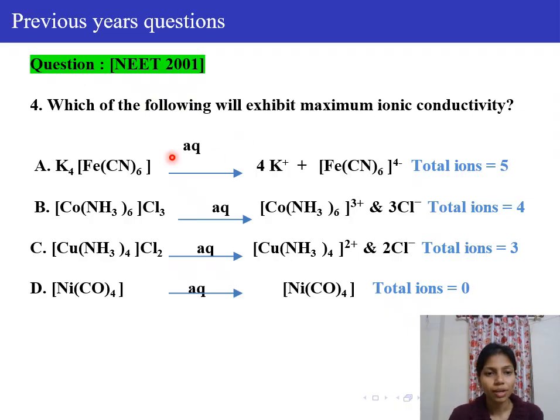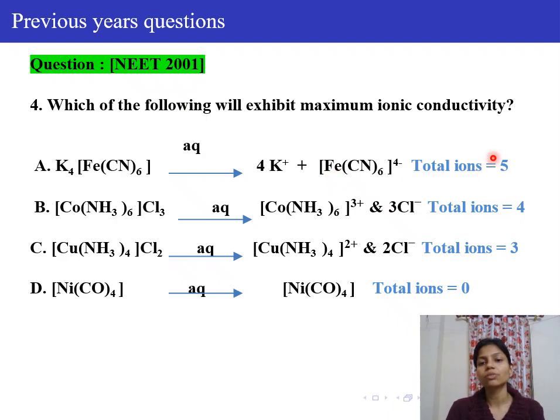The first one, in aqueous solution, will give 4 potassium ions, and the complex ion will remain intact. So this is 4 plus 1, so 5 total ions. This one is how many? 3 plus 1, 4 total ions. This portion will remain intact, and 2 chlorides will be there, so total ions will be 3. Then this nickel compound is a neutral compound itself, so it will not dissociate, and total ions will be 0. It is asking which exhibits maximum ionic conductivity.